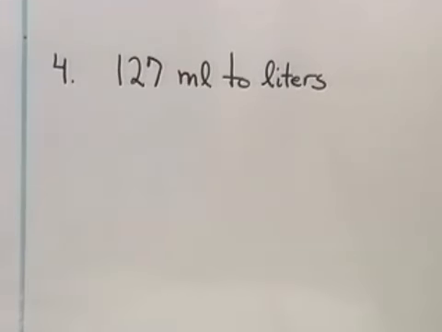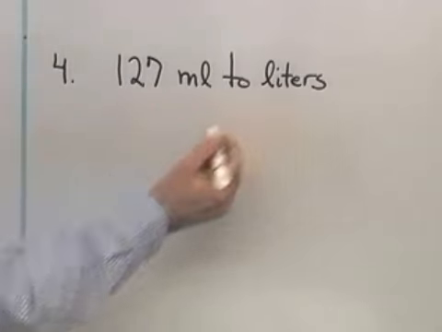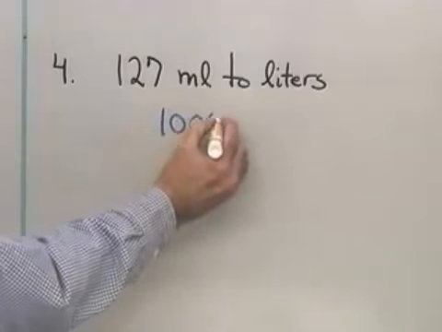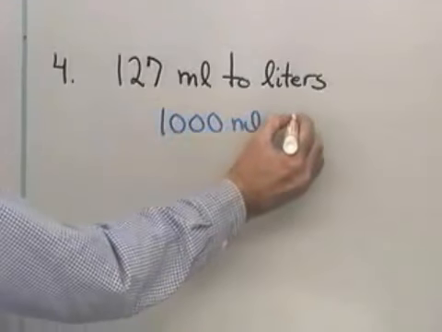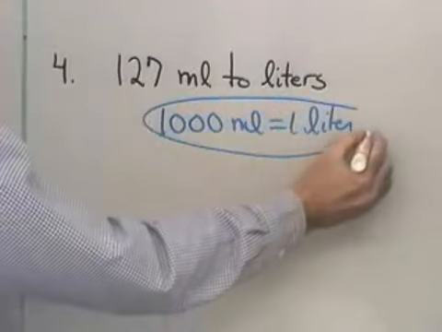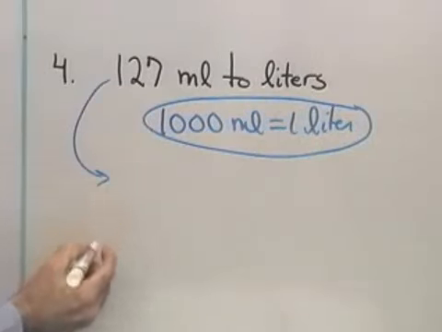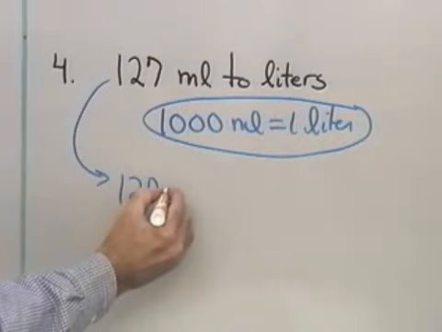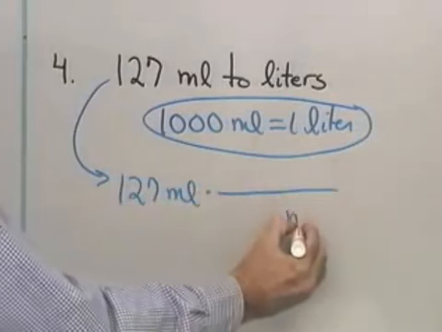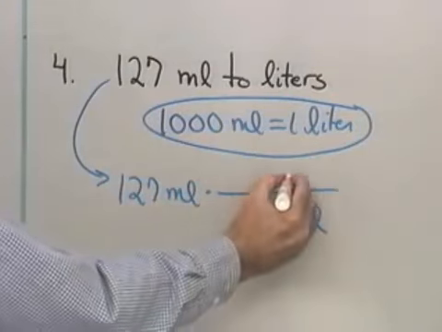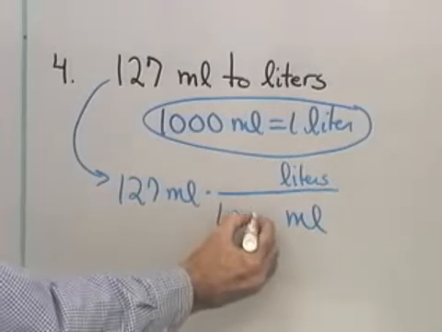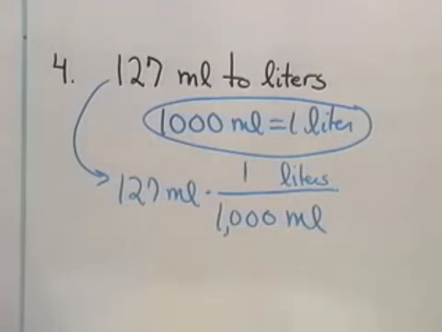In the metric system, I have 127 milliliters that I want to convert into liters. Now this is what I know. There's 1,000 milliliters in every 1 liter. So here's my conversion factor, and I'm going to take 127 milliliters and multiply by a conversion factor that has milliliters in the denominator and liters in the numerator. So I see that it must have 1,000 here and 1 up here.